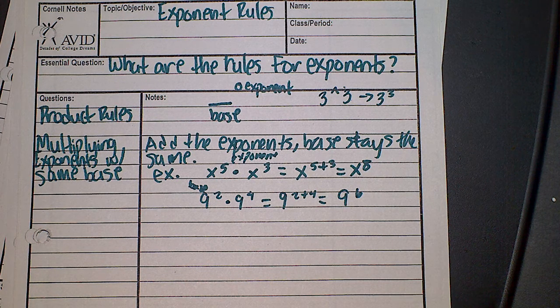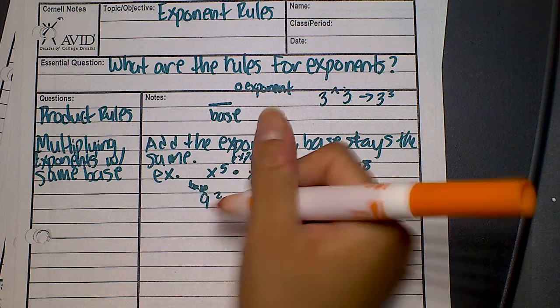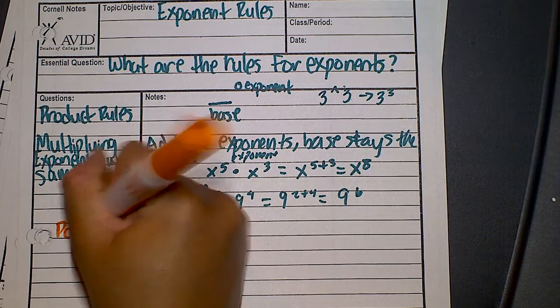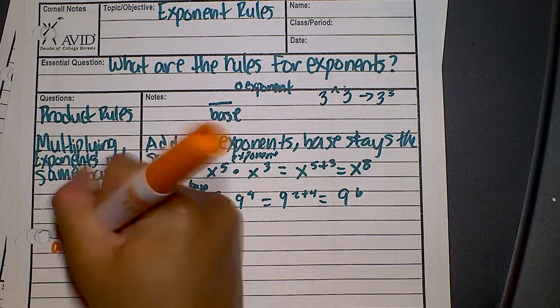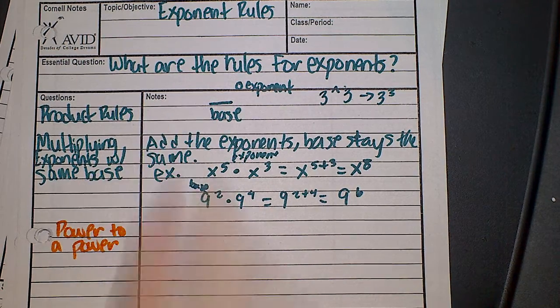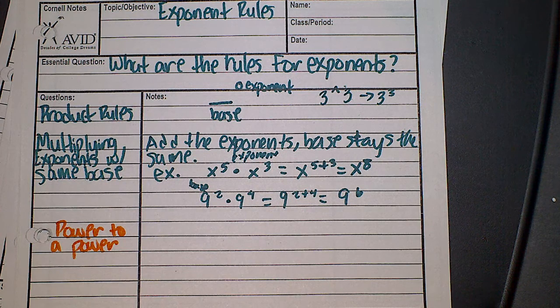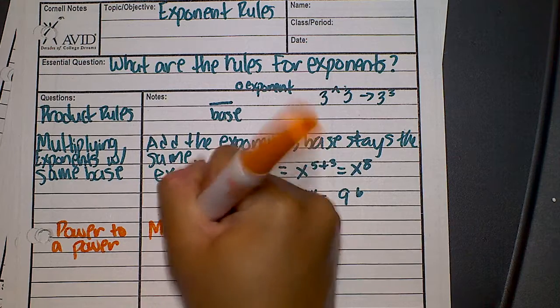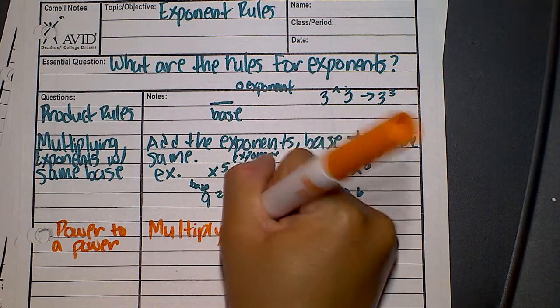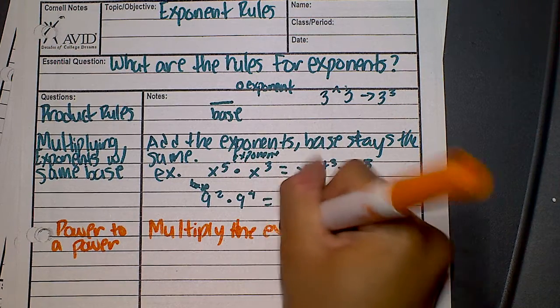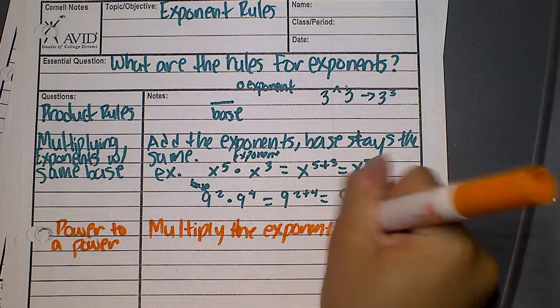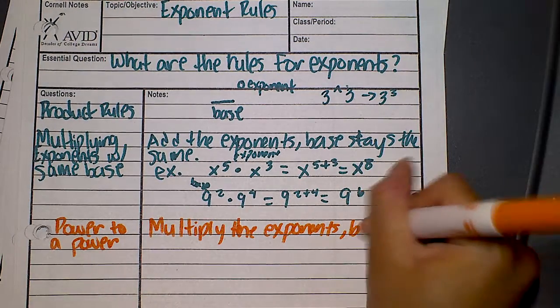The next situation that we're going to look at is doing a power to a power. So you'll often see power to a power, and what this means is that you're taking the power of a number that's already being powered. So that sounds confusing, but let me show you. So the rule for this is you multiply the exponents and your base stays the same.